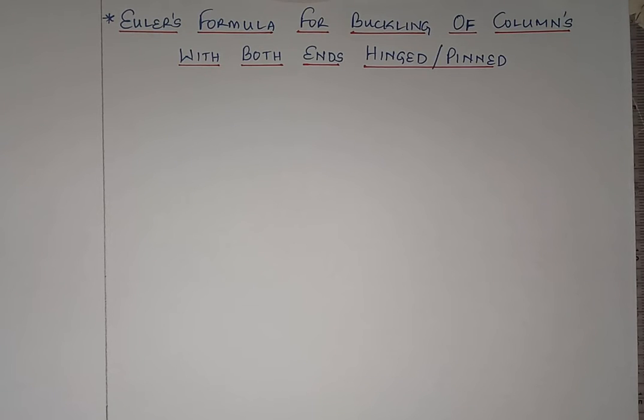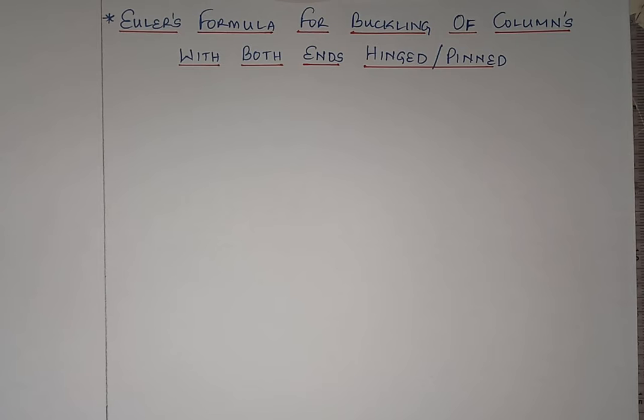In today's session we'll be starting with a derivation of Euler's formula for various conditions of buckling. Today we'll be taking up the first case, that is Euler's formula for buckling of columns with both ends hinged or pinned. In our previous video we have studied why buckling occurs, in which all cases the buckling is going to be significant, in which all cases the direct compressive stress will be significant, and all those things.